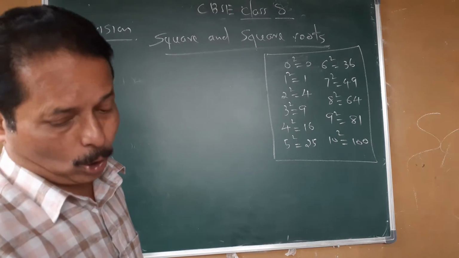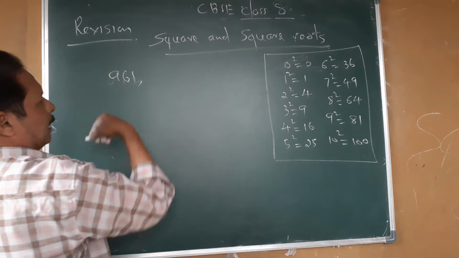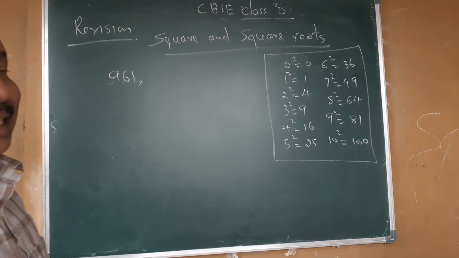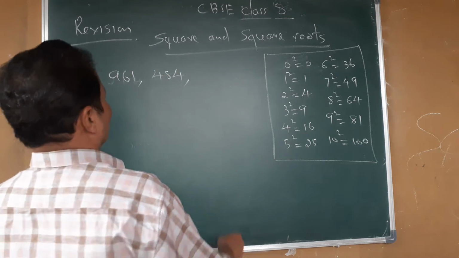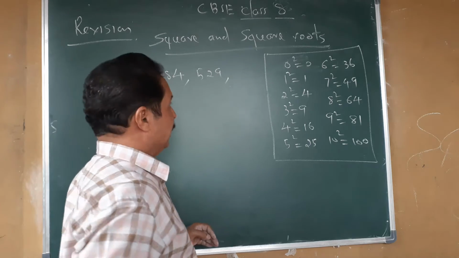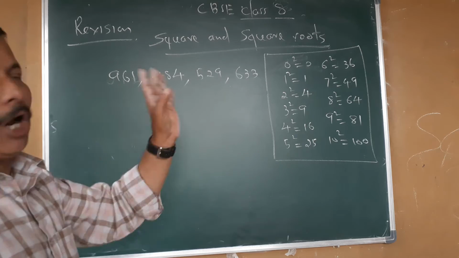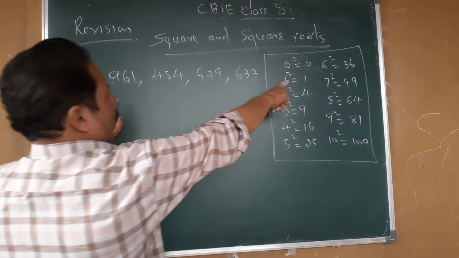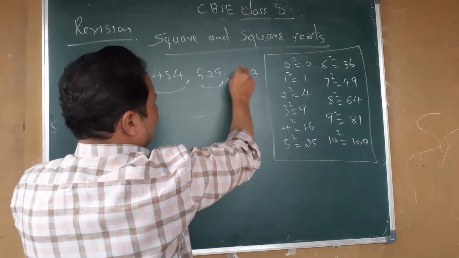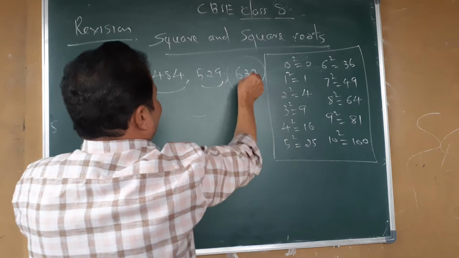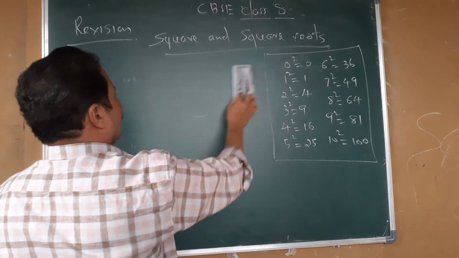Check whether the following numbers are a perfect square. That's your question. Okay? One number is 961. Other one is 484, then 529, 633. So one among these is not a perfect square. Can you say that? 1 is possible, 4 is possible, 9 is possible, but unit place 3 is not a perfect square. Get the idea? Okay. One more question.